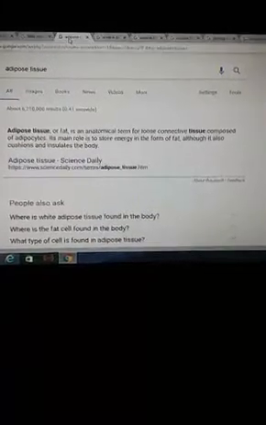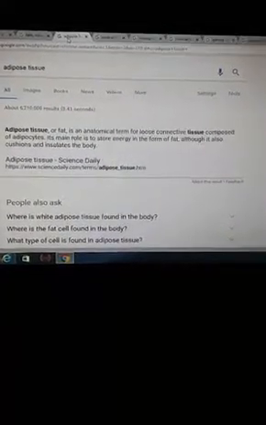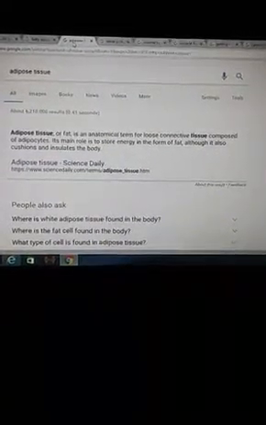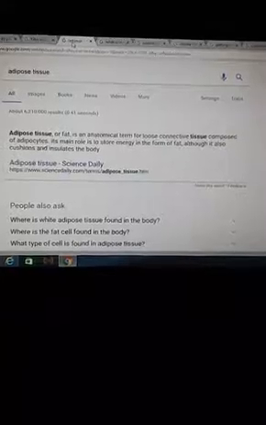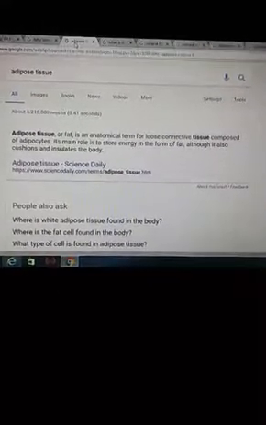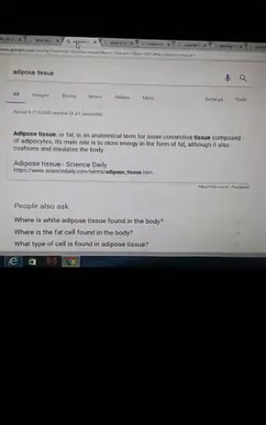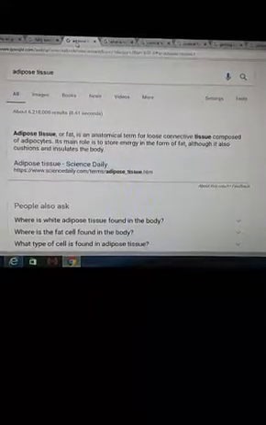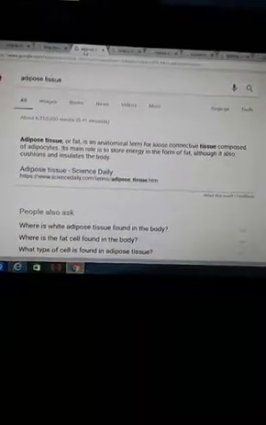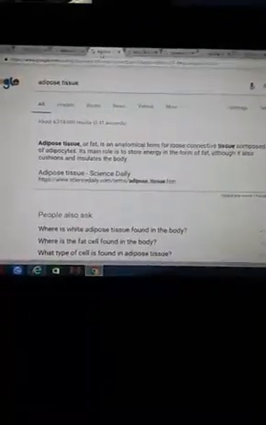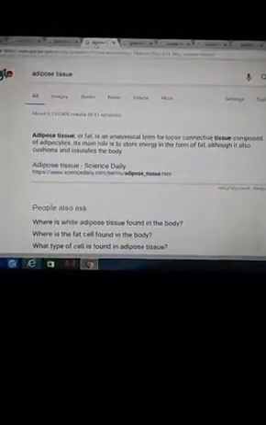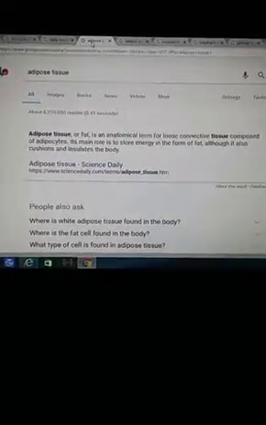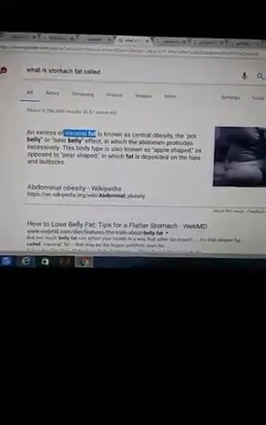All right. Adipose tissue. What is adipose tissue or fat? It is an anatomical term for loose connective tissue, fat tissue that is composed of adipocytes. Its main role is to store energy in the form of fat, although it also cushions and insulates the body. Well, we don't need no fat cushioning our body. We don't need no fat cushioning our organs. We don't need none of that. Well, we need fat to cushion our organs. All we need is a healthy organ or healthy skin, right? Okay, adipose tissue. Okay, let's go on.